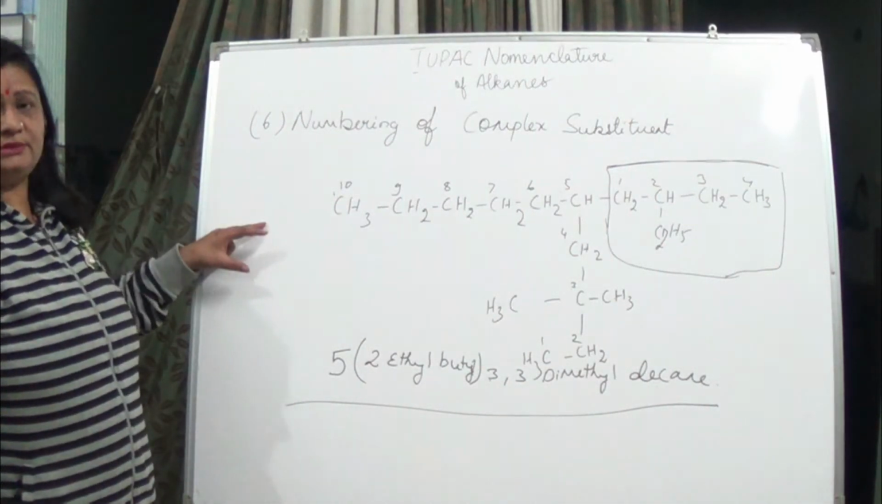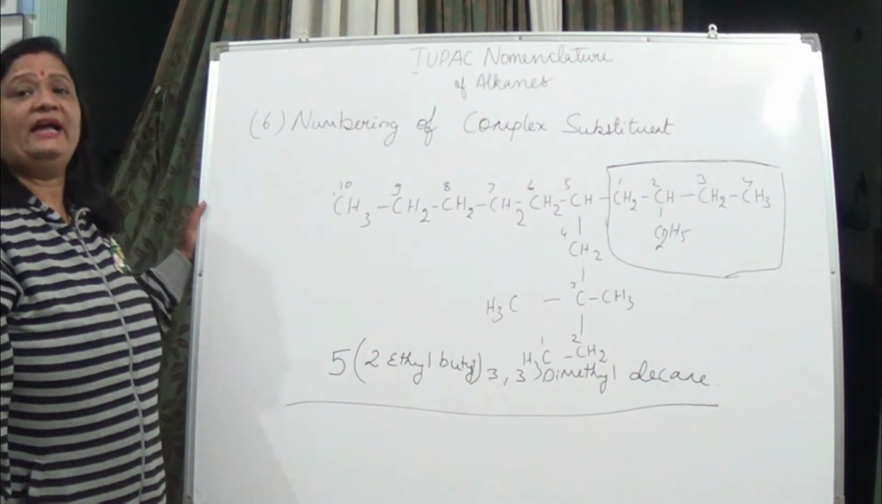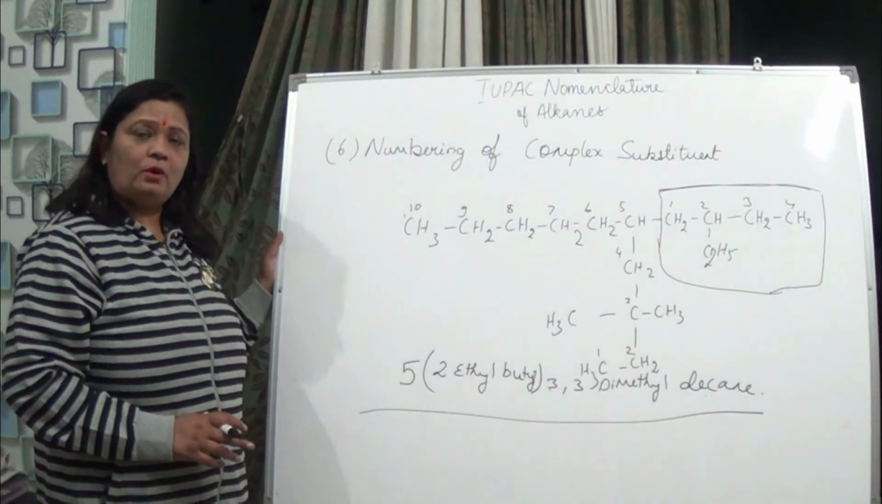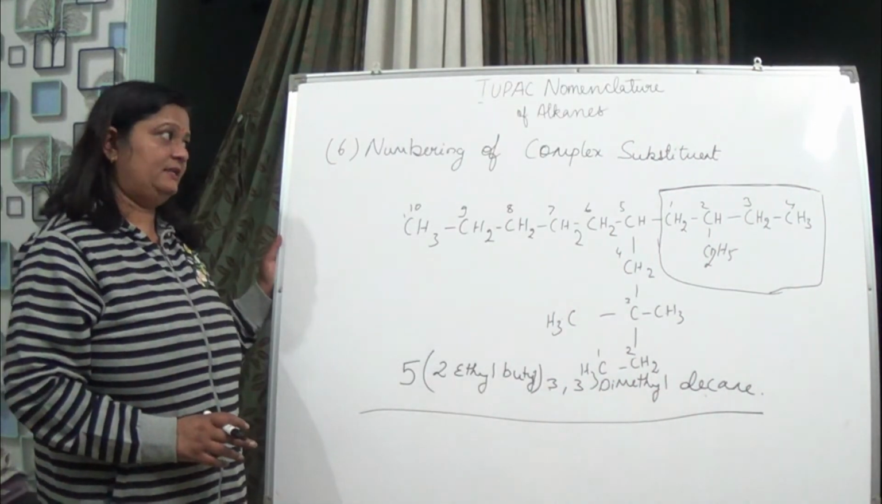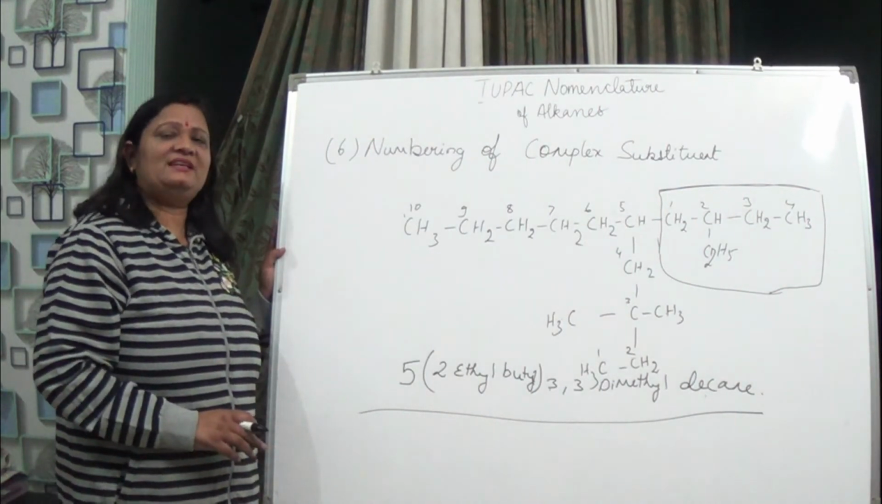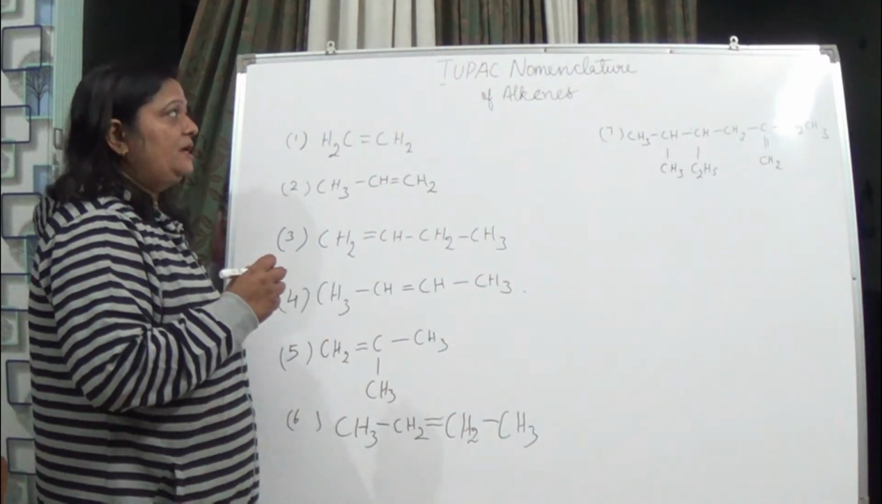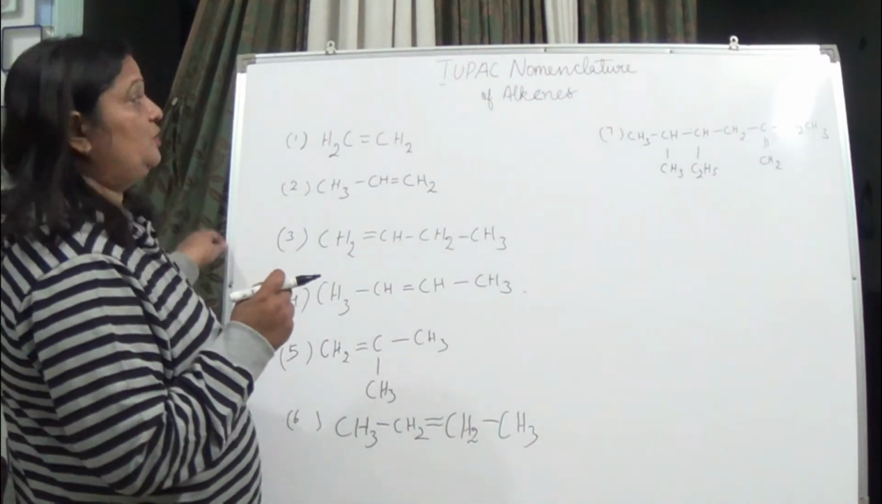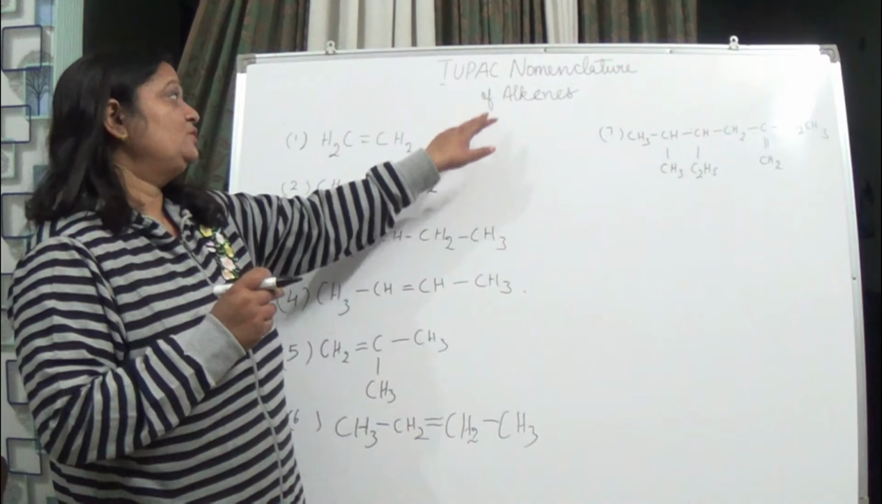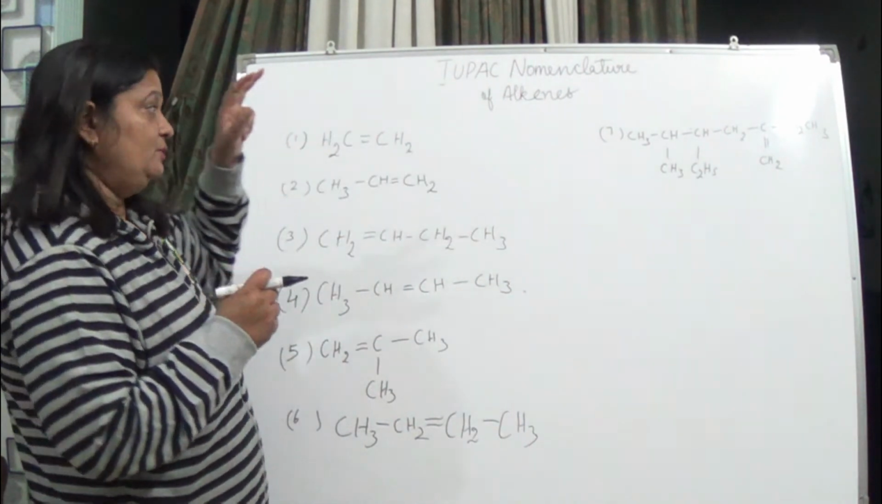Now we are going to see the nomenclature of alkenes and alkynes. Now we are going to study the IUPAC nomenclature of alkenes. So here for alkenes we will be using "ene".